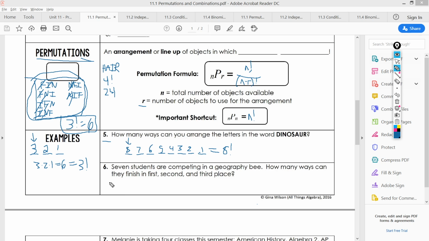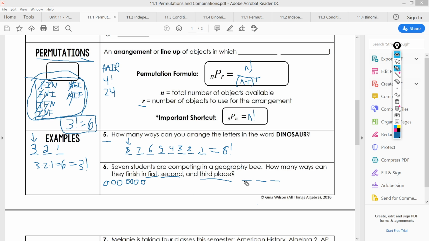So wait, I have 7 people. Here's my people: 1, 2, 3, 4, 5, 6, 7. But the question just says, how many ways can they finish in first, second, and third place? So I only have 1, 2, 3 slots. How do I work that out? Well, the logic is the same. I have 7 students.